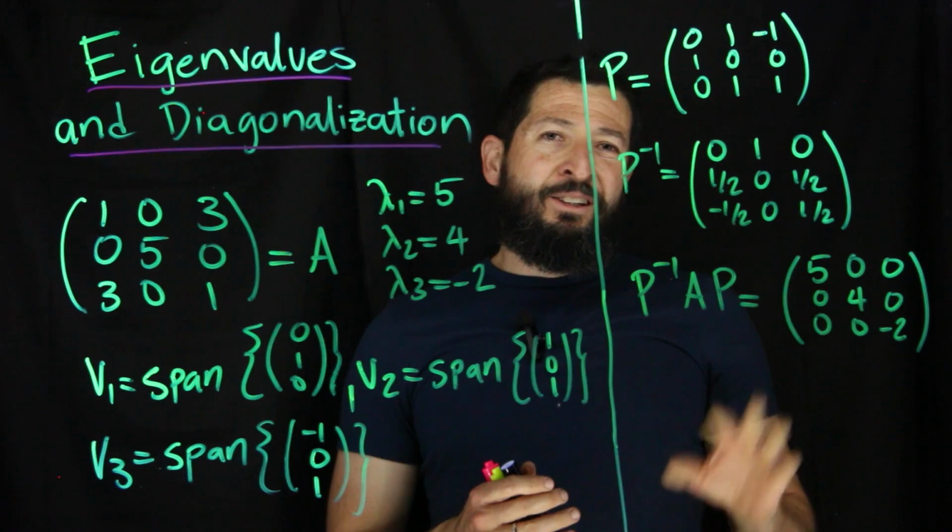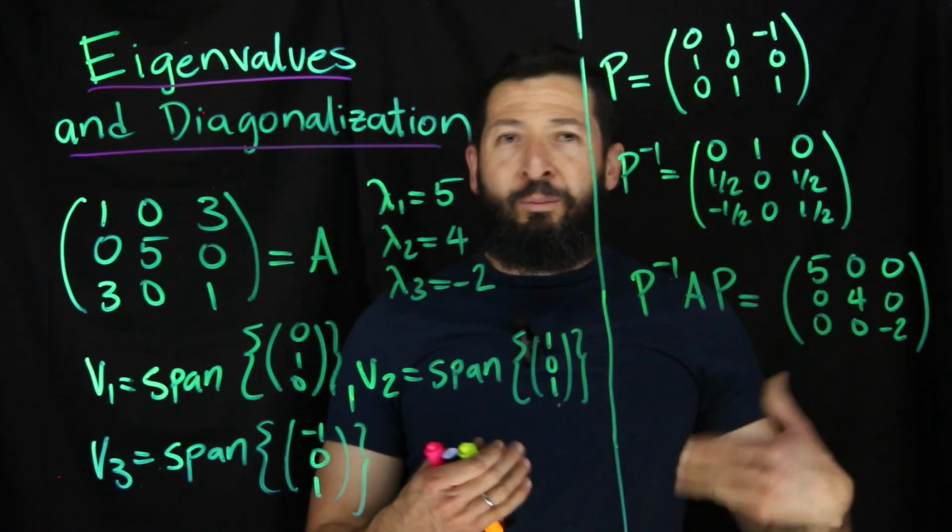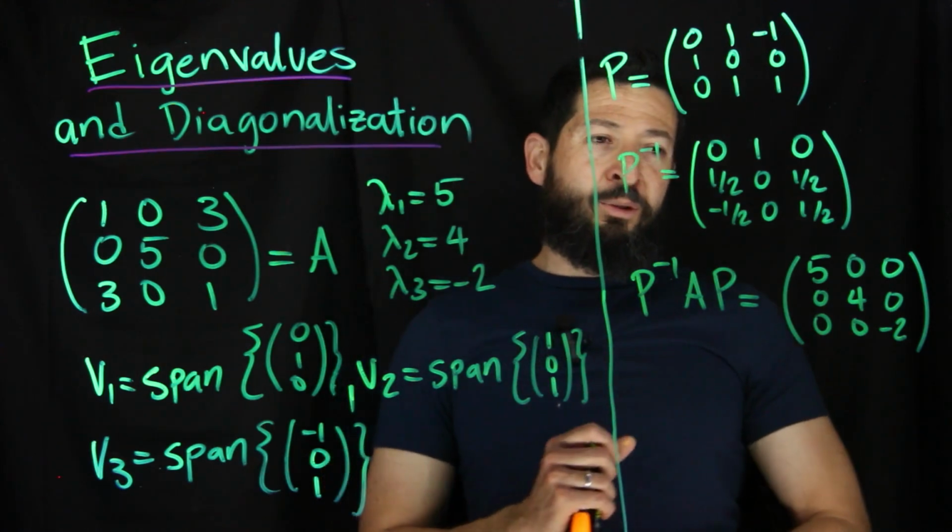And in fact, this is very close to an orthogonal diagonalization, which is the topic right after this one, after you do inner product spaces.